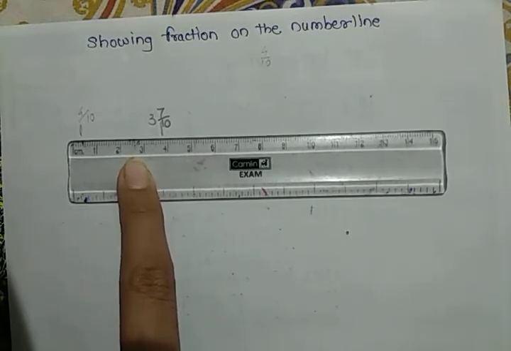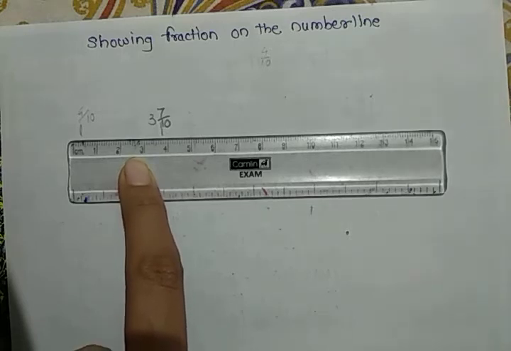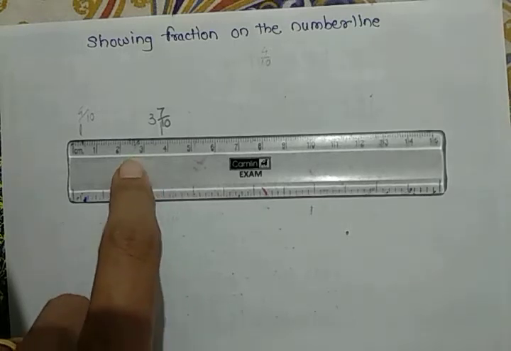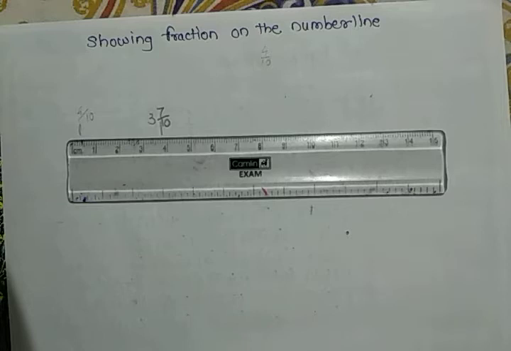So it is easy to mark the fraction 4 upon 10 and 3 complete 7 upon 10 on the number line, because on the scale every centimeter is divided into 10 equal parts. In the first unit, the fourth mark from 0 shows the fraction 4 upon 10. The 7th mark of the 10 equal parts after 3, between the numbers 3 and 4, shows the fraction 3 complete 7 upon 10.